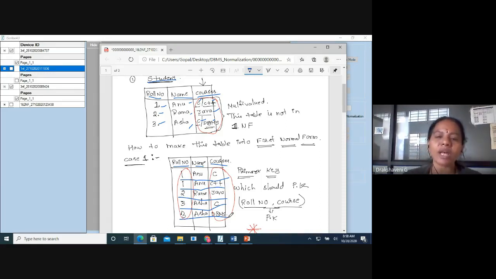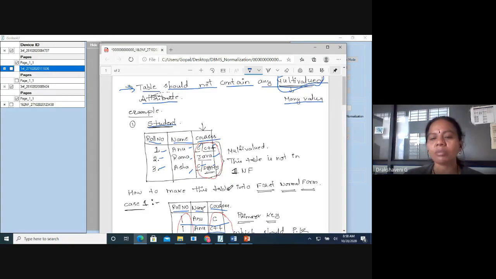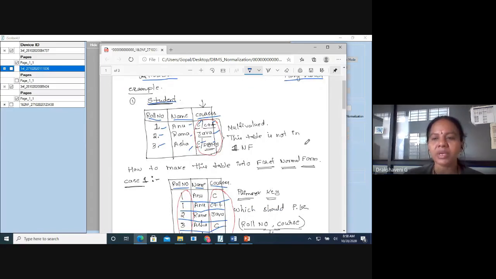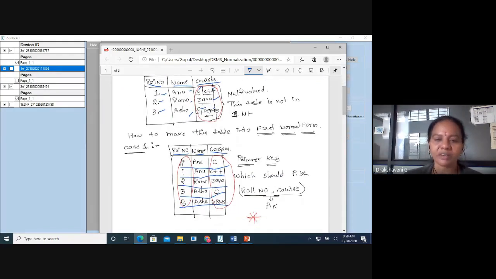You can see none of the columns have unique values. It is repeated, redundant values are there. So in that case, to make a primary key, we should use roll number and course together. Then we make this the primary key. Then we can say this table we have is not in the first NF.